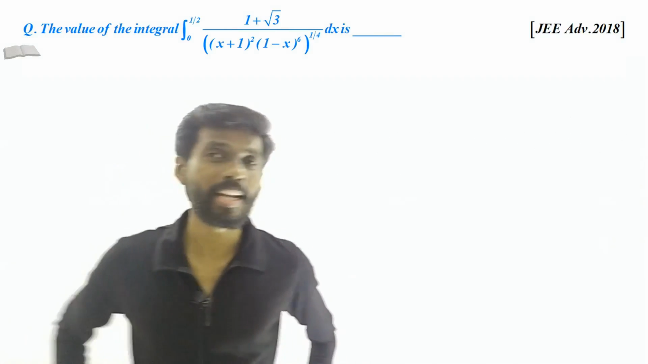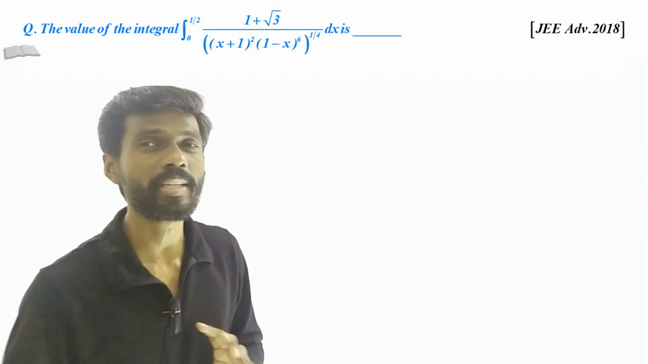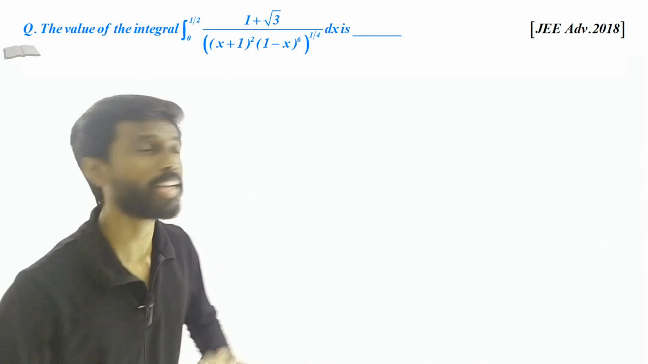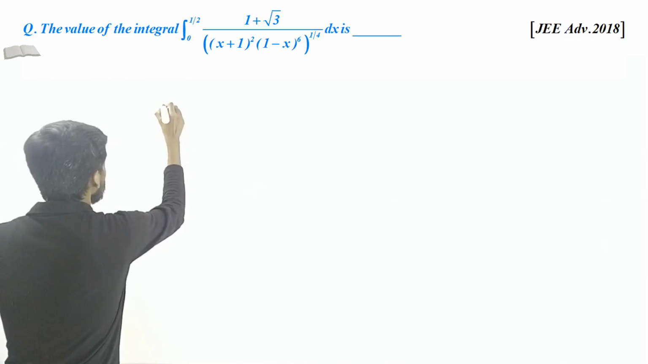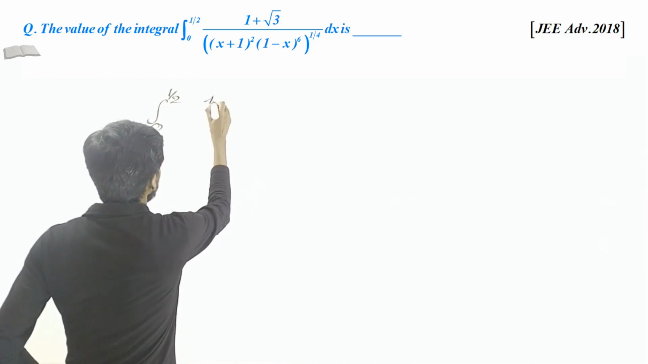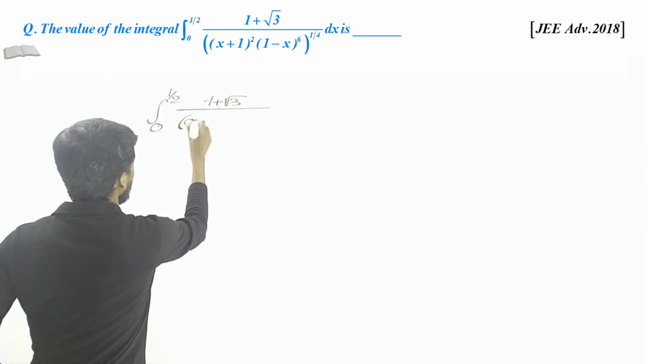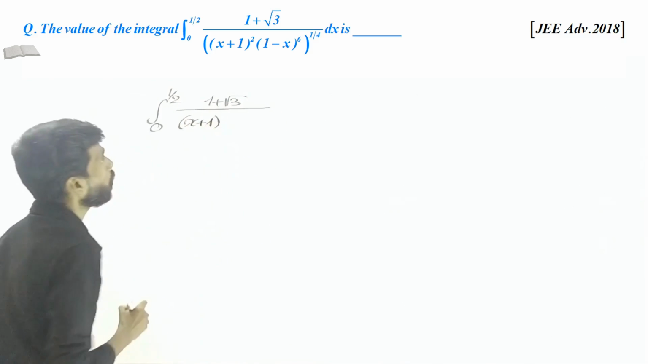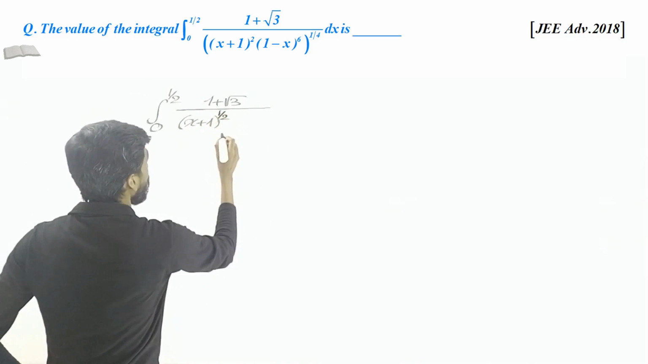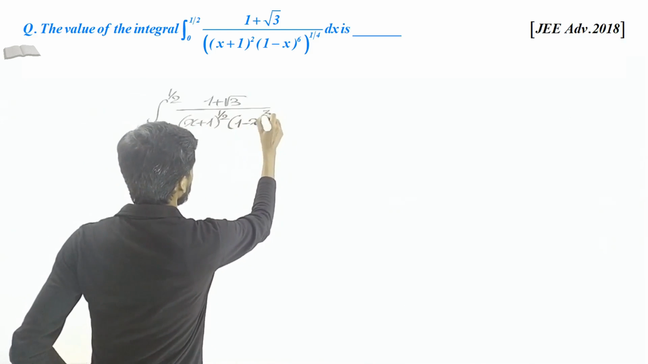The integral given here has limits, but still we are going to use only the idea of indefinite integral. It is more like a question of indefinite integral. Finally we are going to substitute the limit, that's all, right? Yes, now here, so this is the question: integral from 0 to 1 by 2, 1 plus root 3 divided by x plus 1 to the power 2 by 4, so that is 1 by 2, and similarly 1 minus x to the power 6 by 4, so that is 3 by 2.